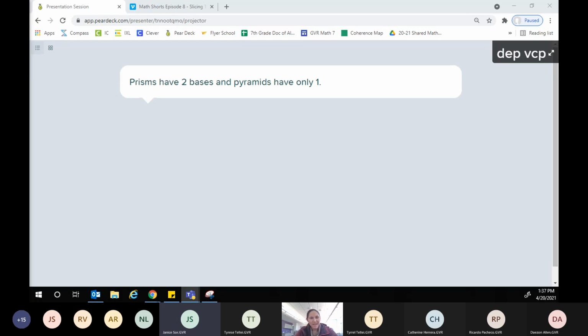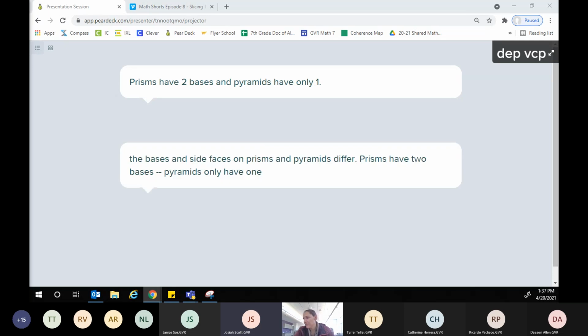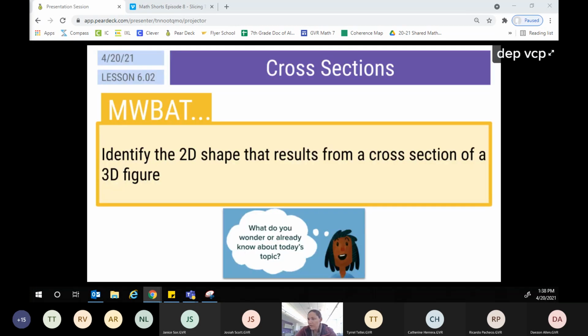Yes, I love that. Josiah, I think I heard your voice too. Did you want to add something to that? What I said was the bases and the side faces of prisms and pyramids are different. Prisms have two bases, pyramids only have one. Yeah, nice. So Josiah, this was your response. Awesome. The bases and the sides are going to be different. That is beautiful. Just so y'all know, we're going to skip number 3 just because that's not totally related to what we're doing in class today.